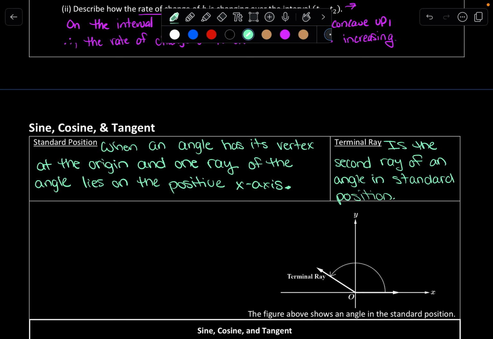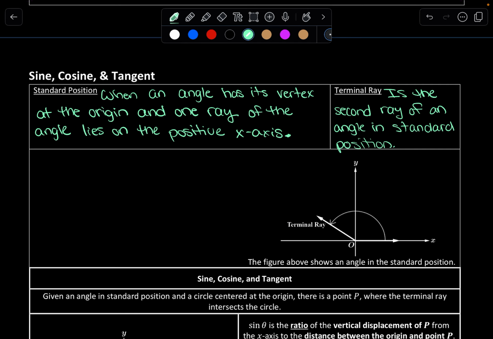So this is video 2 for unit 12, which is trig transformations. We're still going to be looking at periodic phenomena, but how it pertains to sine, cosine, and tangent. So on the screen, you should already see a couple definitions. We have standard position for an angle, and then we also have a terminal ray. So if you want to pause the video or watch those, copy those down. If you need to, you can go ahead and do so.